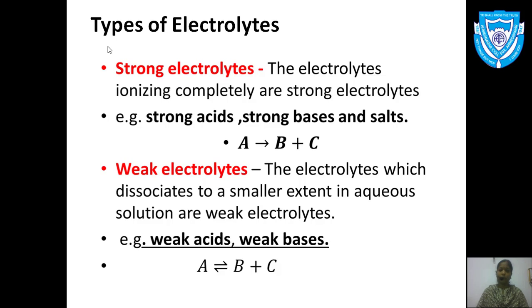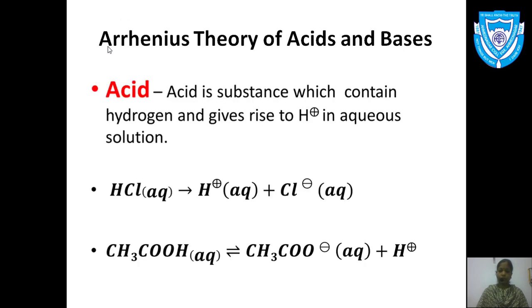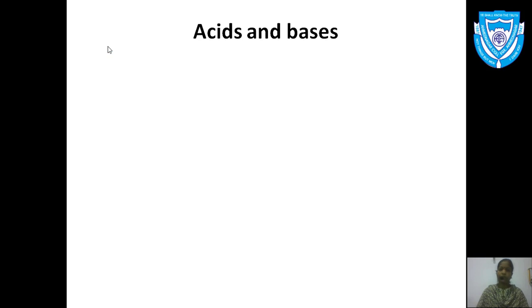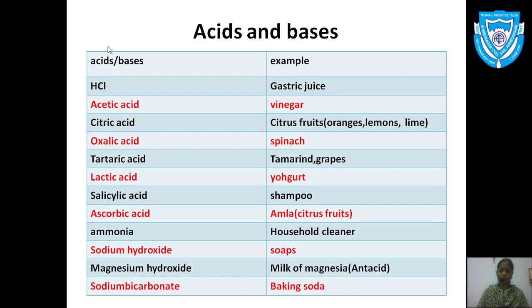Now let us become familiar with some examples of acids and bases which we come across in daily life, because acids and bases are nothing but strong electrolytes and weak electrolytes. Here is the list of substances which act as acids and bases. For example, HCl, hydrochloric acid, is present in the gastric juice. Acetic acid is present in vinegar, which is a 5% acetic acid solution.